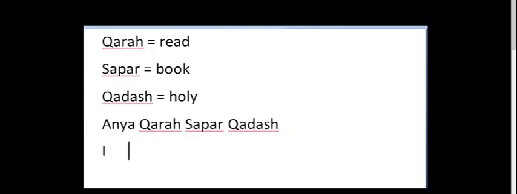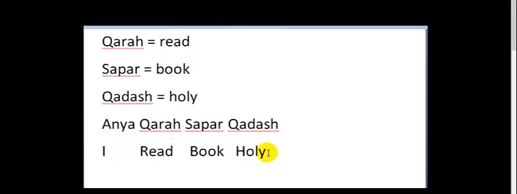I read book holy. All right? I read book, or I read the book. And what type of book? The holy book, which is the Bible, the actual Bible. So Anya Quara Sapar Qadash.